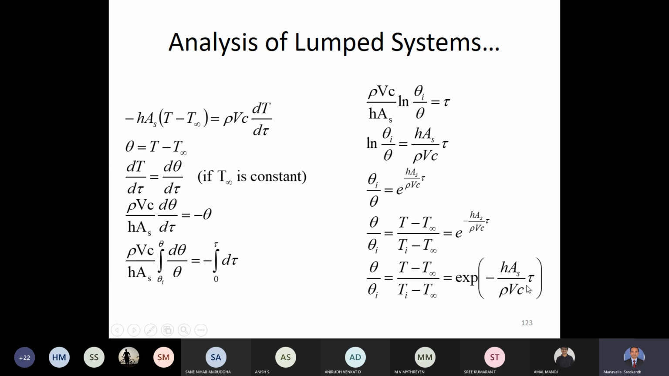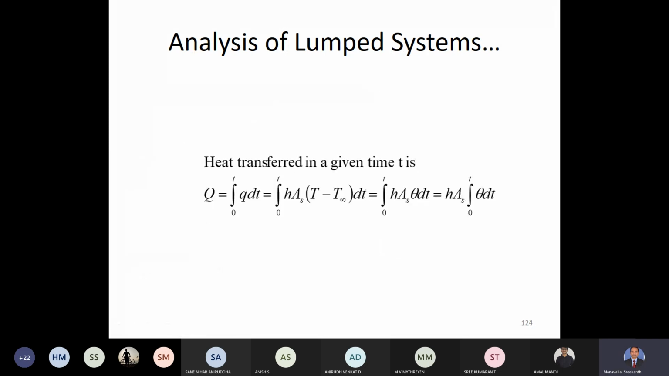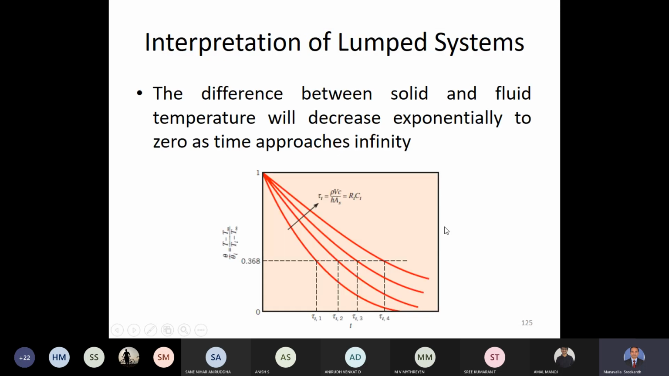So the time is tau here. If we substitute the time here in proper units, and if we know the heat transfer coefficient, surface area, density, volume, and the specific heat of the object, we will be able to tell the temperature at a given time. So this is the concept of a lumped system. Also, we can find out the heat transferred in a given time using this particular equation. We shall see this later.